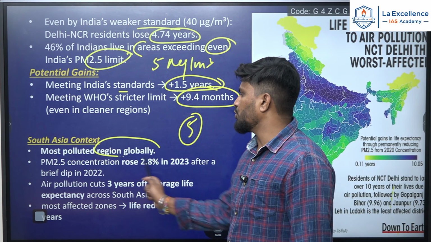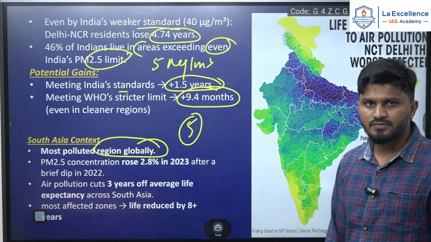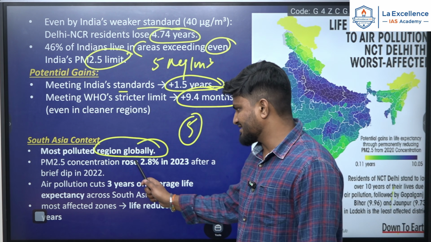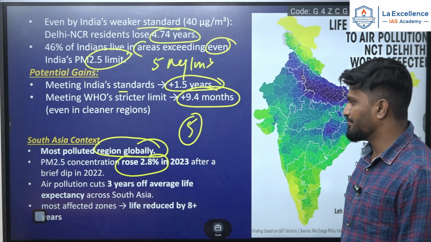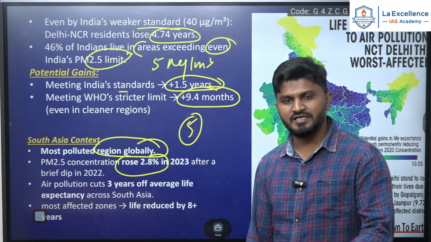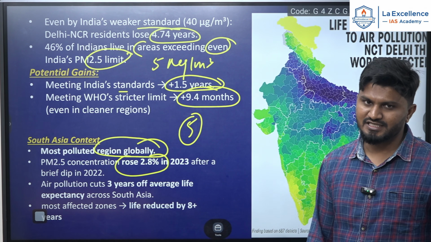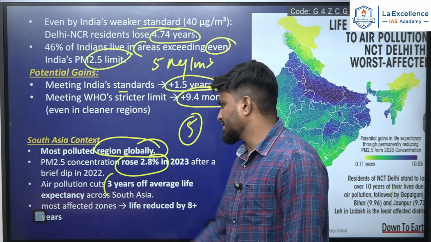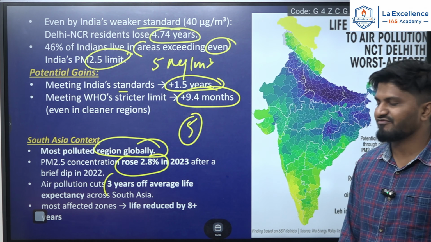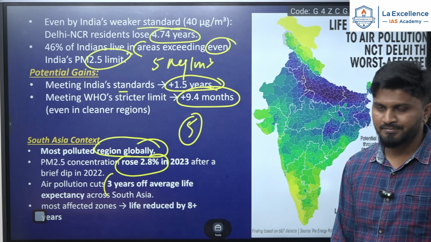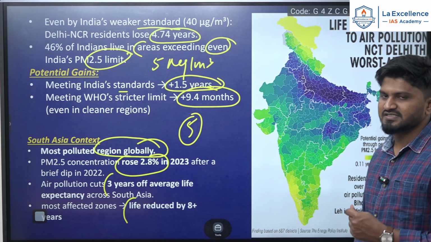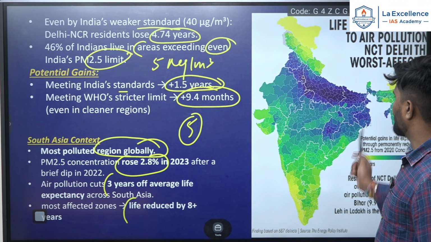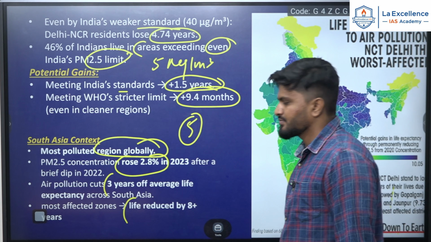Next, South Asia context. It is the most polluted region globally. That is, PM 2.5 concentration rose to 2.8 in 2023 after a brief dip in 2022, mainly caused because of COVID-19 disruption. Next, air pollution cuts 3 years of average life expectancy across South Asia. In the most affected zones, life is reduced by 8+ years, such as Delhi, Bhutan, and other regions.